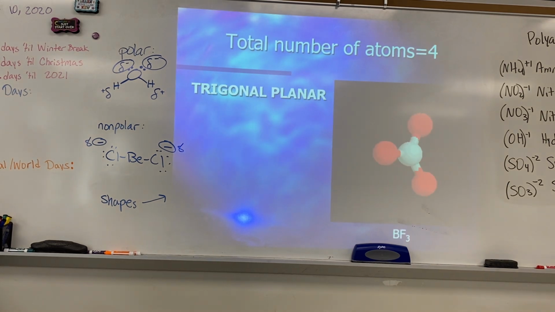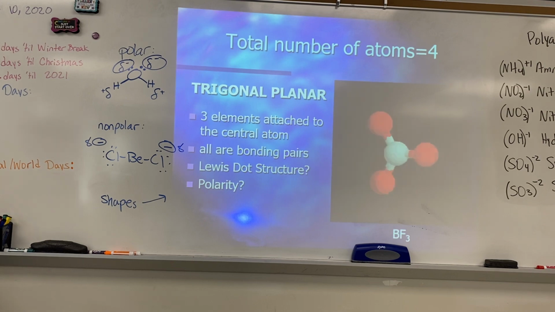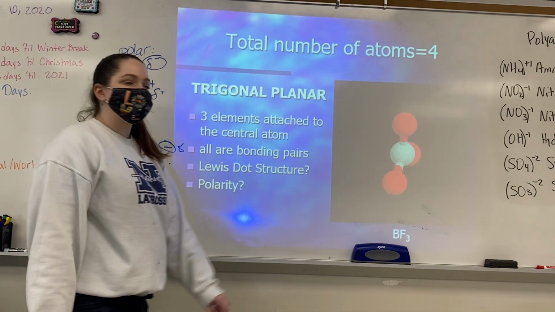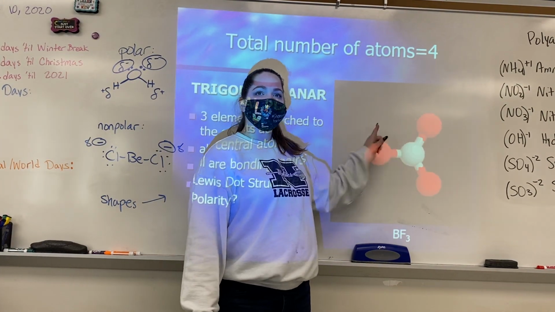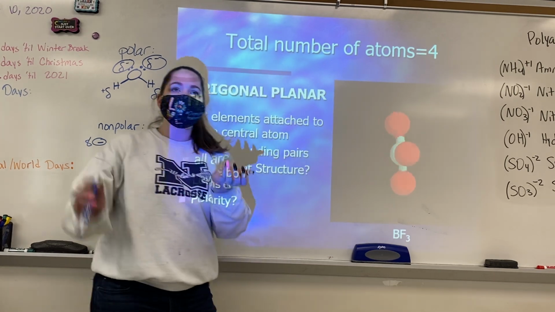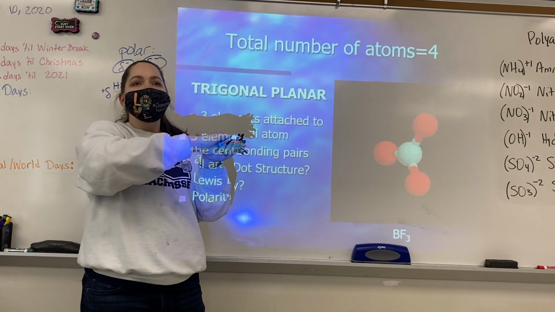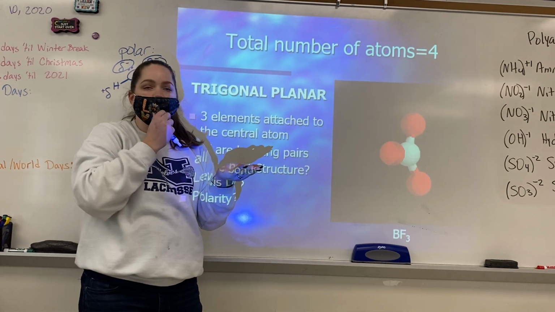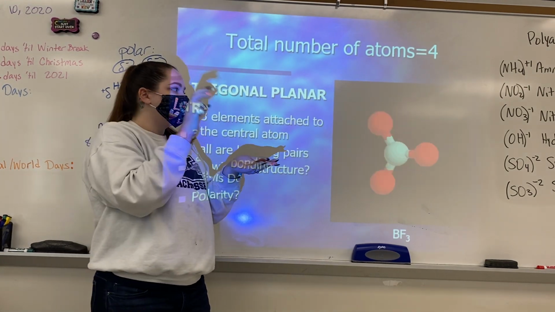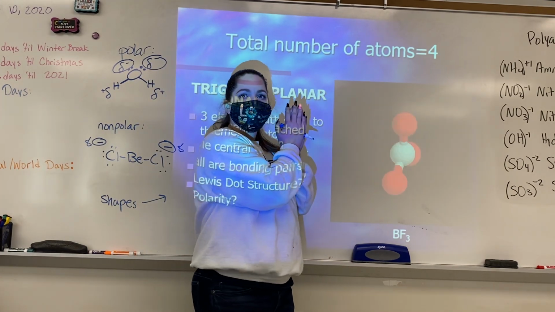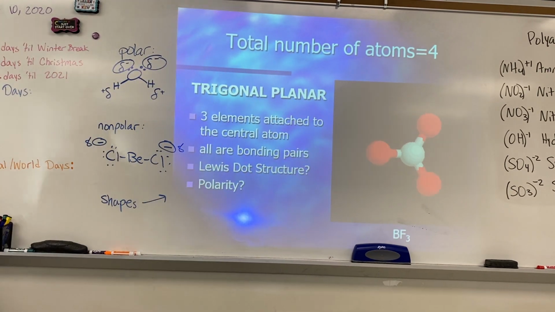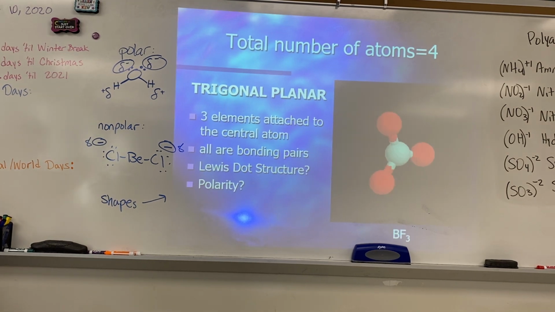The next shape is called trigonal planar. Trigonal means that you have 3 legs. The planar part means that if you put it flat on the table or the floor, it's going to lay flat like a plane. So trigonal planar is flat. Not a plane like an airplane, but a plane like in math, P-L-A-N-E.